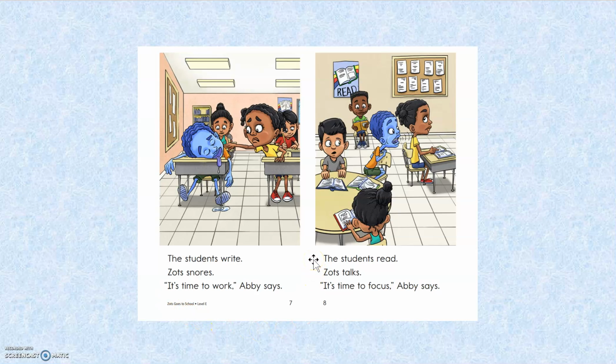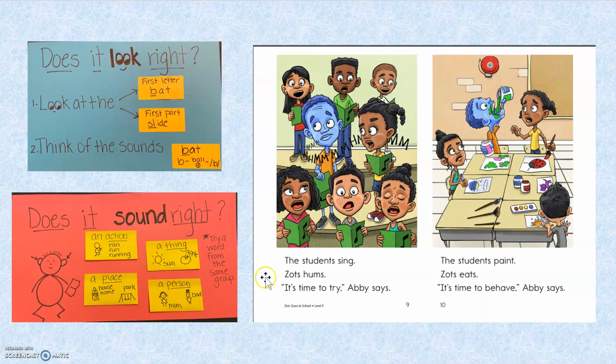Okay. The students read. Zots talks. It's time to focus, Abby says. The students' music. Zots hums.